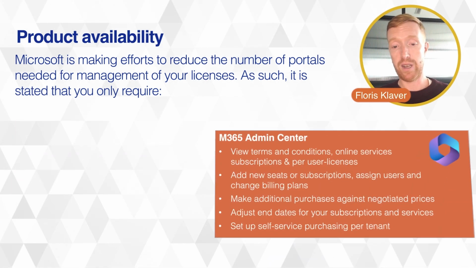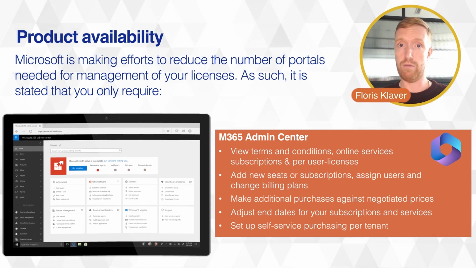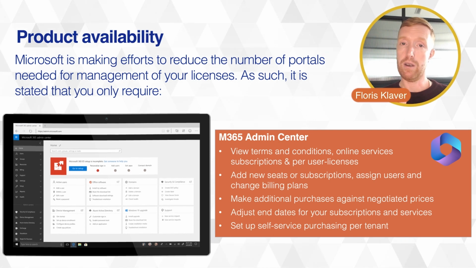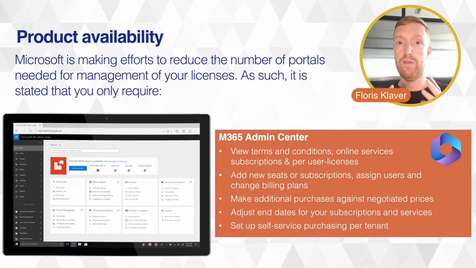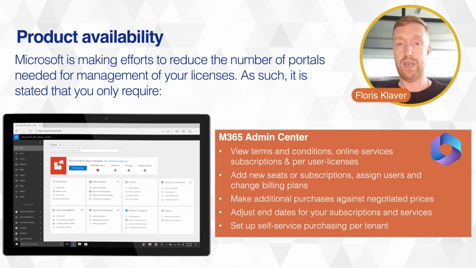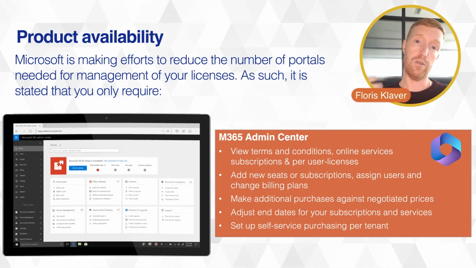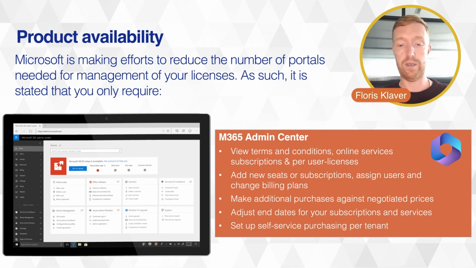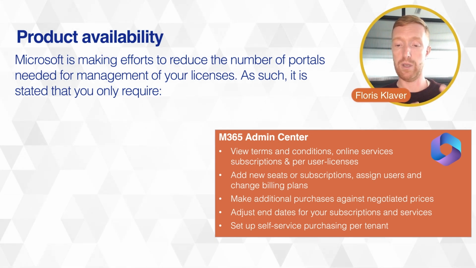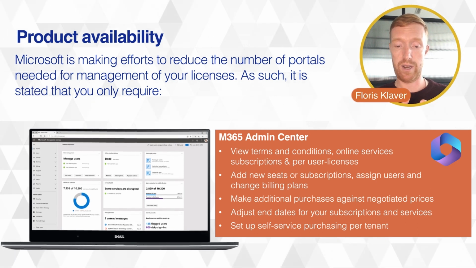For M365, for seat-based services, you would merely require the M365 Admin Center. And Microsoft already made a lot of changes to this also for enterprise agreement customers, but even more so for MCA-E customers, where you would view your terms and conditions, your online services subscriptions, your per user licenses. You would use that admin center as well to add new seats or subscriptions, to assign the users, and to change billing plans if required or necessary.